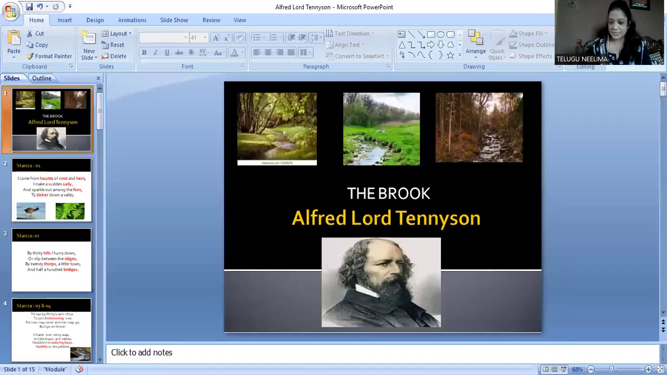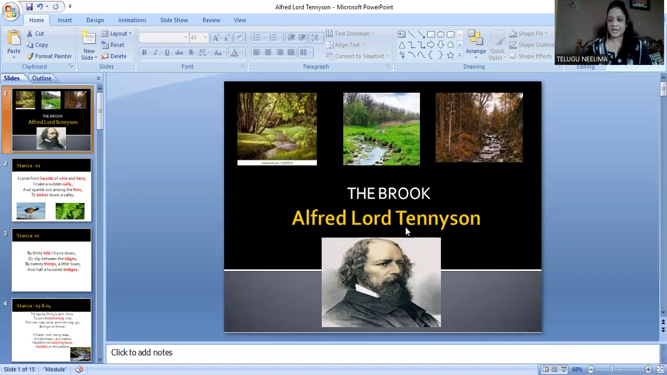But before that, I really want to share my screen, and this is all about the poem which I'm trying to show you. Hope my screen is visible. This is The Brook, written by Alfred Lord Tennyson. You can look at some images of the brook here, where we can get the meaning of the word: the brook is just a small water stream. You can observe these kinds of images when we are traveling and making journeys, etc.